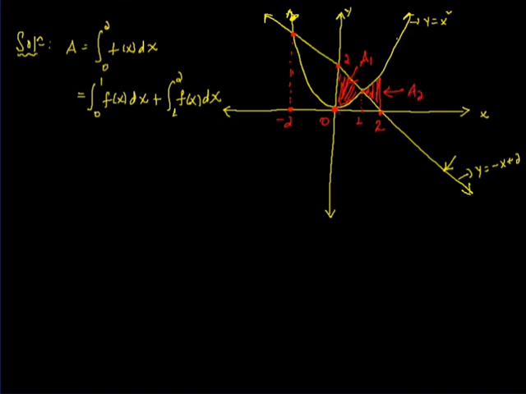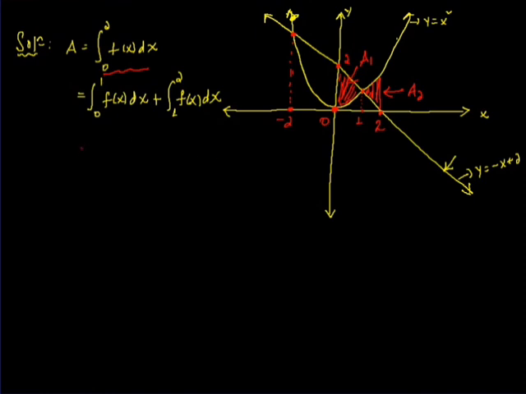So we consider the area from 0 to 2. The area for this region will be the integral from 0 to 2, but these two regions are separate, so we consider from 0 to 1 and from 1 to 2, where this 1 is the intersection point of the two functions, y equals x squared and y equals minus x plus 2.